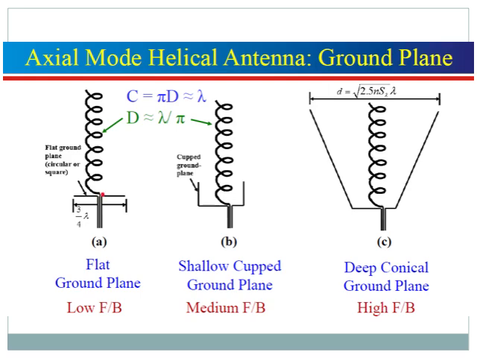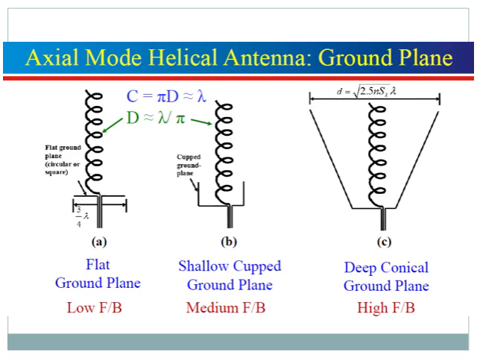Whenever there is a flat ground plane, which may be circular or square, with a spacing length of 3/4 lambda on which the helical antenna is placed, we have a low front to back ratio, because in this case D is almost equal to lambda by pi. For the flat ground plane with length equal to 3 by 4 lambda, there is a low front to back ratio.